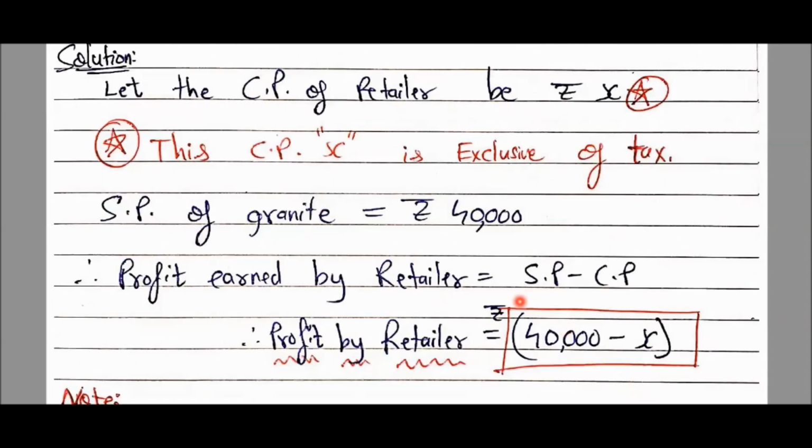So the solution is in front of you. Selling price of granite is given as 40,000. So let's find the profit. Profit is selling price minus cost price. We are finding profit because GST is always calculated on profit. Although here GST is given. Profit earned by retailer is selling price minus cost price, 40,000 minus X within a box, in rupees.